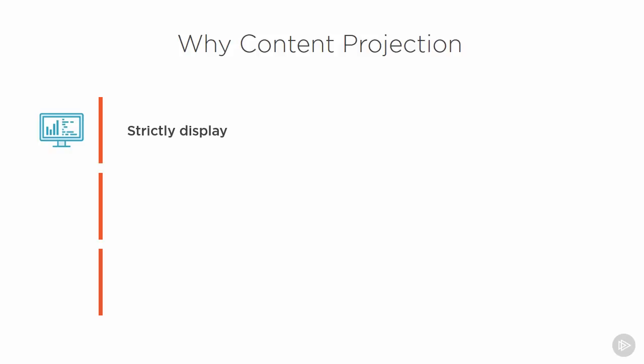Why is this appealing? Simply because it's focused. If you need to show content determined in one component in a location specified in another component, content projection is the easiest, fastest way to do that. Next, content projection can project nested components. We'll see an example of this in the demo in just a few moments.